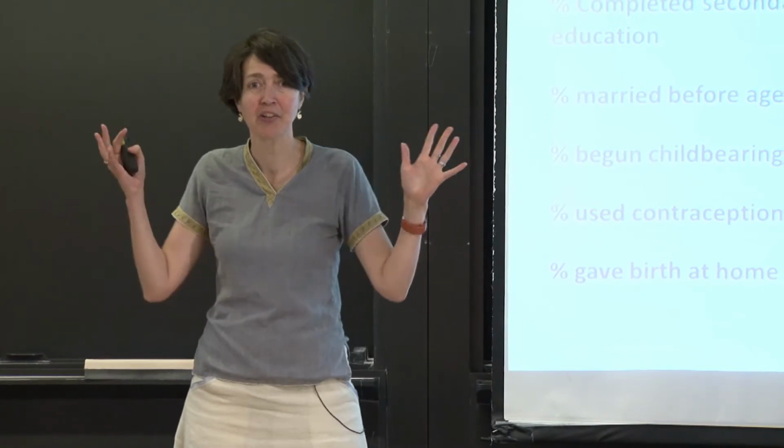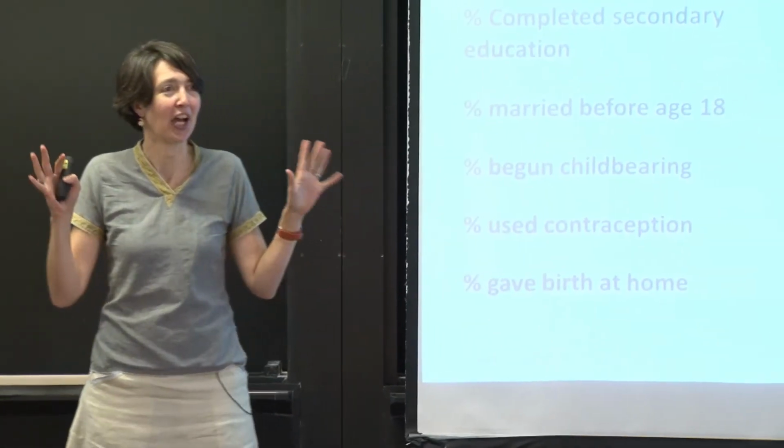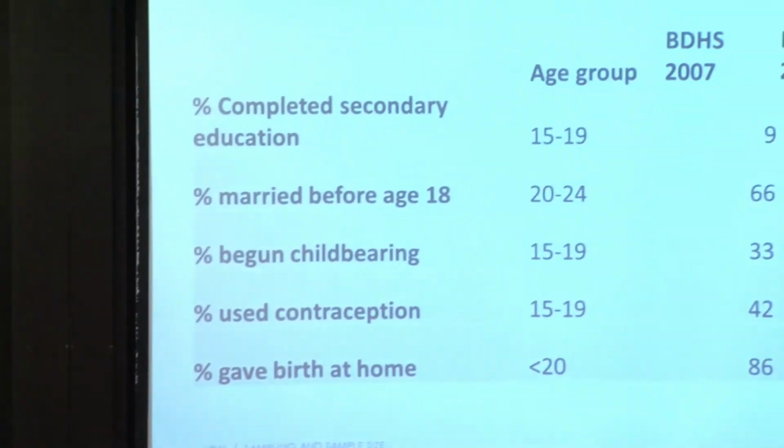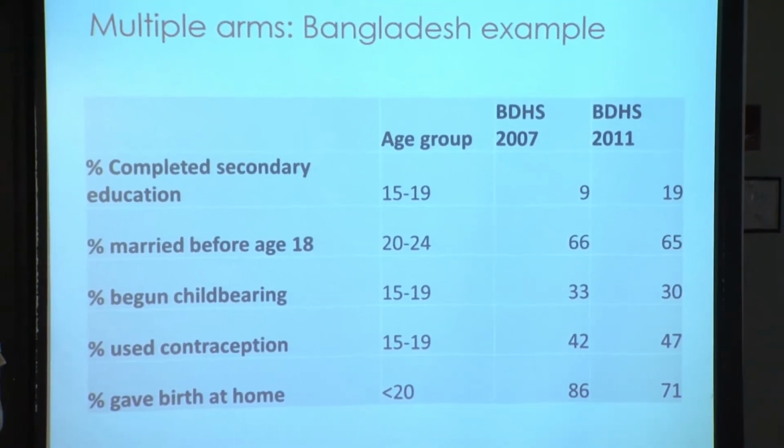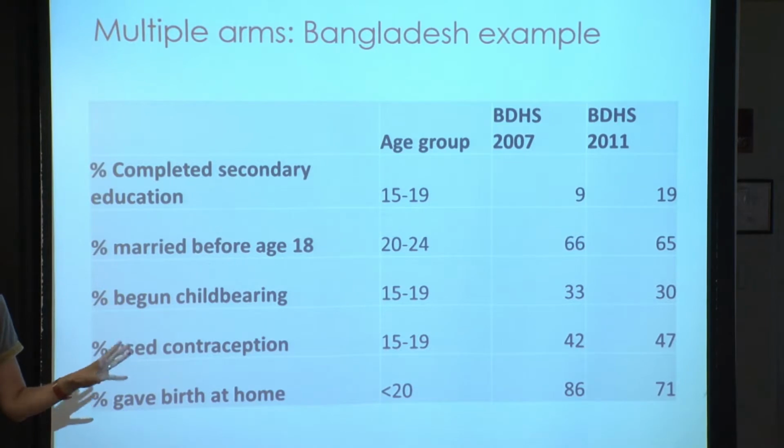Okay, now I'm going to delve into an example to look at how we think about multiple treatment arms and how we think about the effect sizes also. This is a project I have been working on for 9 years in Bangladesh, and it is looking at child marriage. This is the kind of needs assessment.